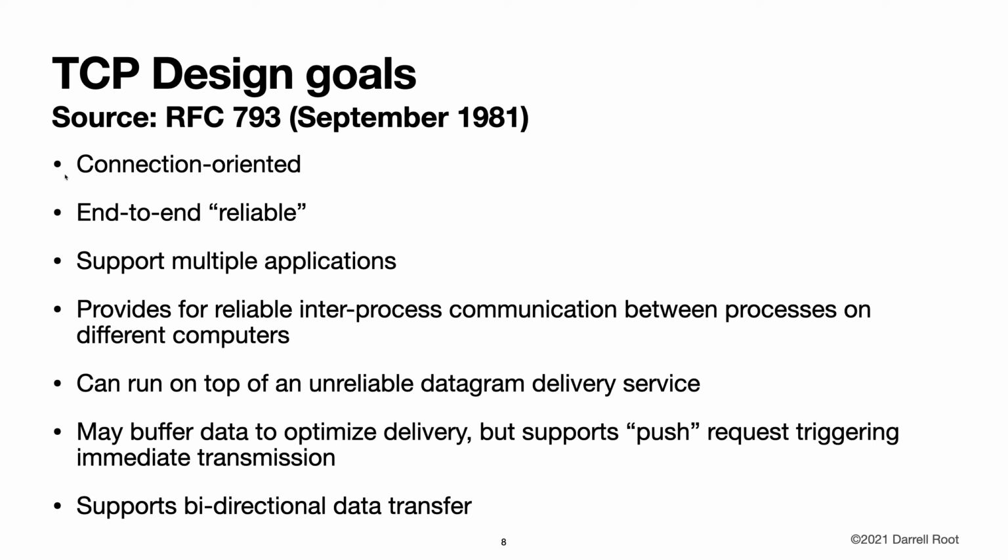It is connection-oriented. It is end-to-end "reliable." And I put that in quotes because if your network goes completely down, well, TCP can't solve that, but it can solve a bunch of different problems. It can support multiple applications. It provides for reliable inter-process communication between processes on different computers. It can run on top of an unreliable datagram delivery service. It may buffer data to optimize delivery, but supports push requests triggering immediate transmission. It supports bidirectional data transfer.